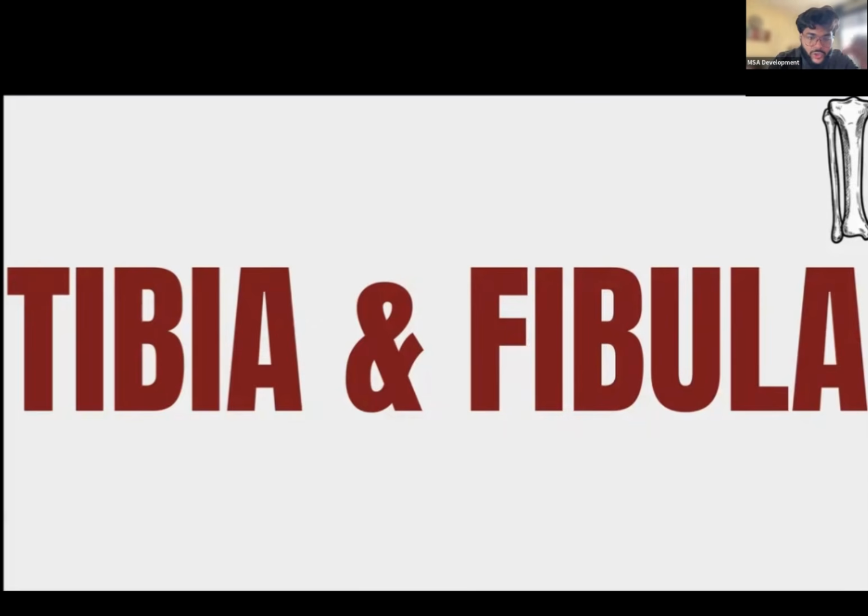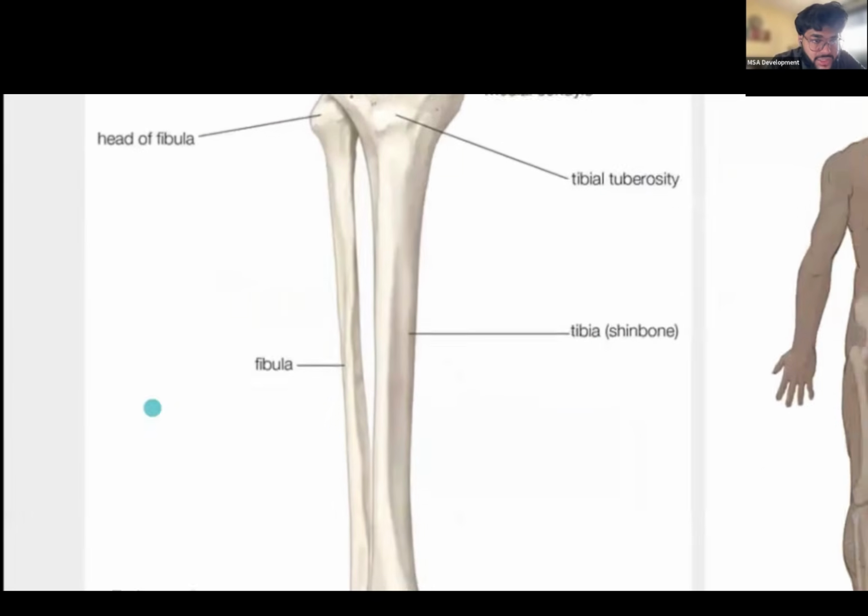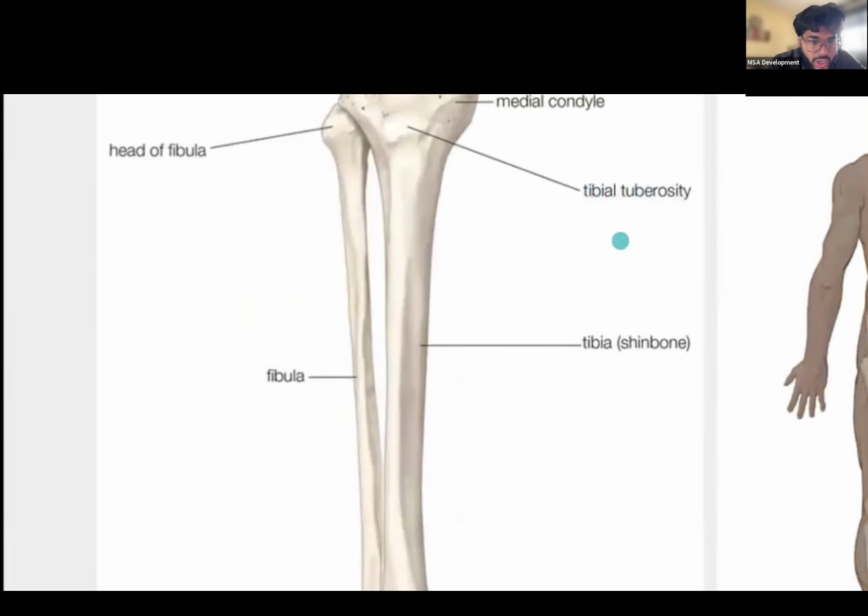The landmarks that you want to know on the tibia are the tibial tuberosity, and over here you have your medial malleolus, and that should be it. This is your shin bone, the sharp part. If you run your hand over the medial aspect of your tibia, you'll see that it's very sharp, and that's basically due to your shin bone.